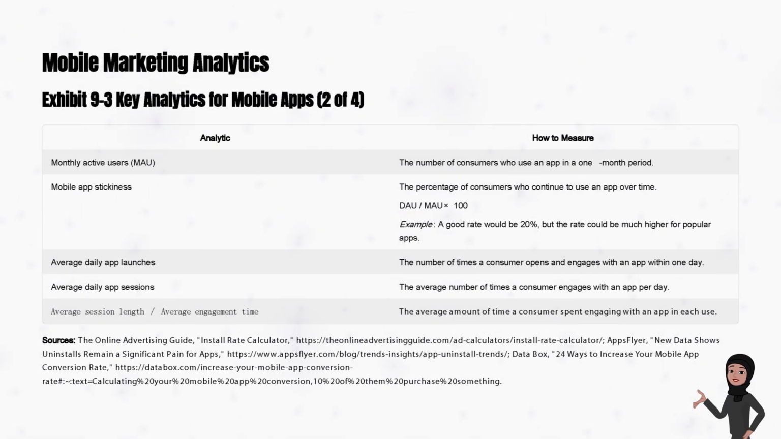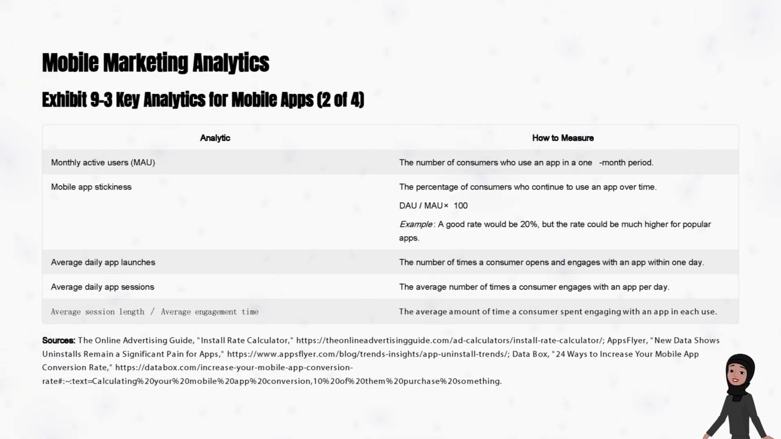This second part of the analytics exhibit focuses more on ongoing app engagement. Monthly active users, or MAU, measures how many consumers use the app during a 1-month period. This gives marketers a broader view of the app's active audience.